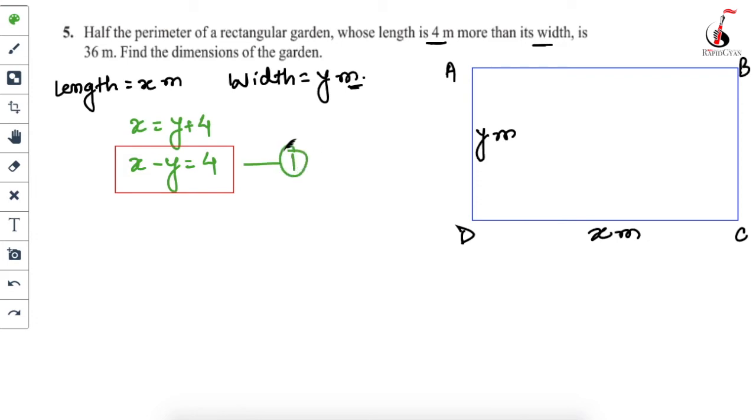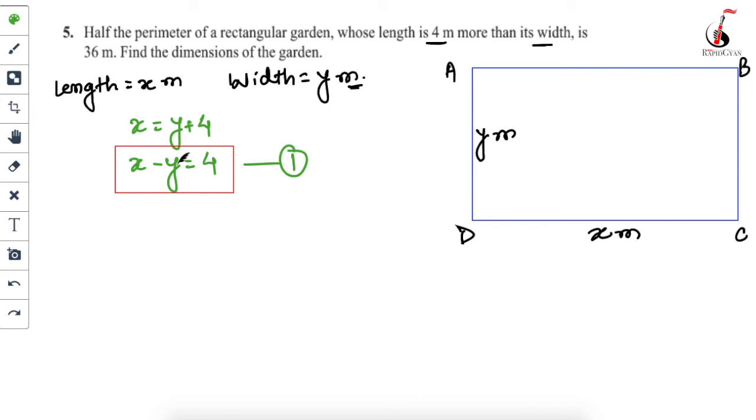Now find the second equation. How are you going to find the second equation? Because in order to solve a pair of linear equations in two variables, you need two equations, because there are two variables. If there are three variables, you need three equations. If there are four variables, you need four equations. In this case, there are only two variables, so you need two equations.